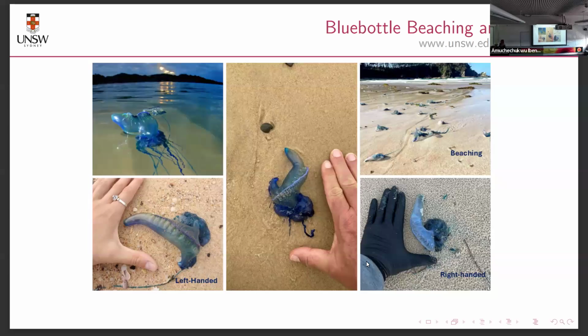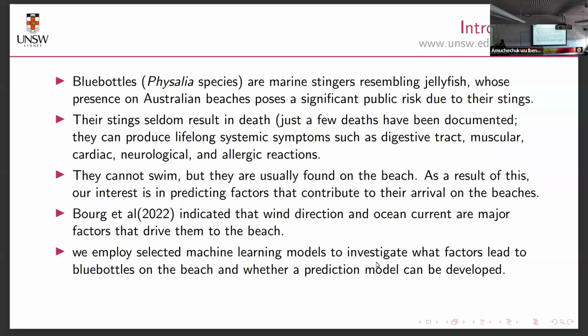And we have different types of them. But the truth of the matter is that they usually call them a family of Physalia species. So bluebottle is from the family of Physalia species, and they are marine stingers. Sometimes they look like jellyfish, and we find them on Australian beaches and some other places. They pose significant risks to people's lives as well. Though they seldom result in death, they can result in health challenges like cardiovascular issues. If you have cardiovascular issues, it can become a worse issue when you get stung by them.